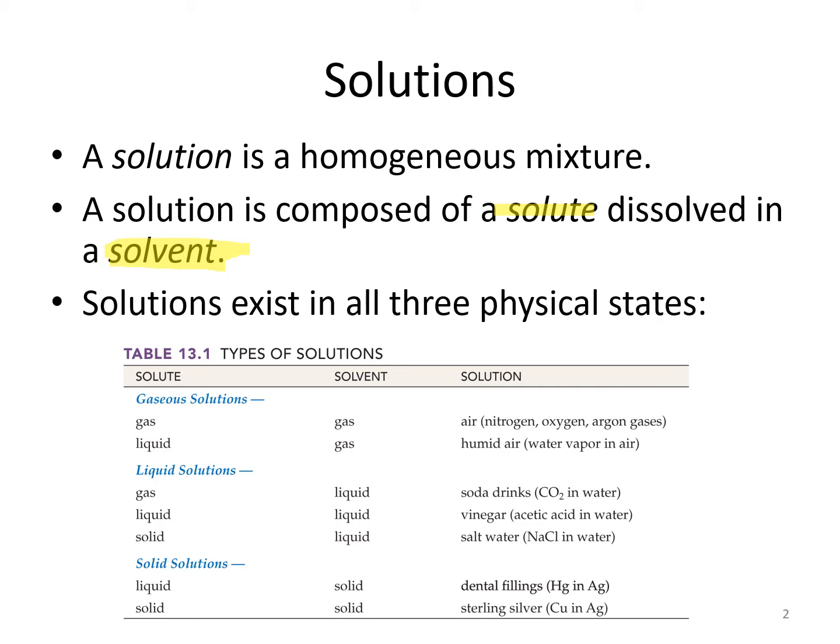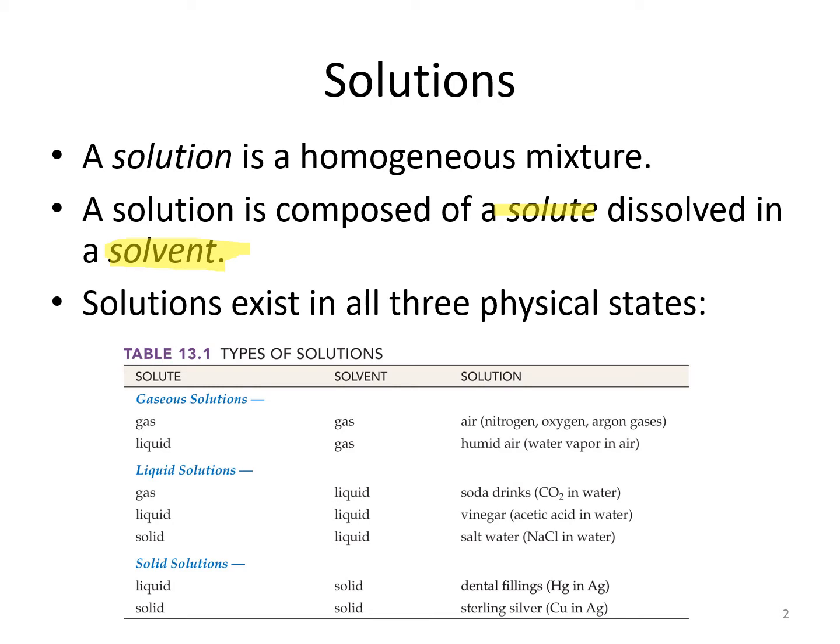Recall from chapter 8 what a mole is. 1 mole is an Avogadro's number of whatever we're talking about. So a mole of water, for example, would be Avogadro's number of water molecules, which would be 6.02 times 10 to the 23rd. So something like salt water, that is a solution. It is a homogeneous mixture. It is sodium chloride, which is the solute, dissolved in water, which is the solvent.